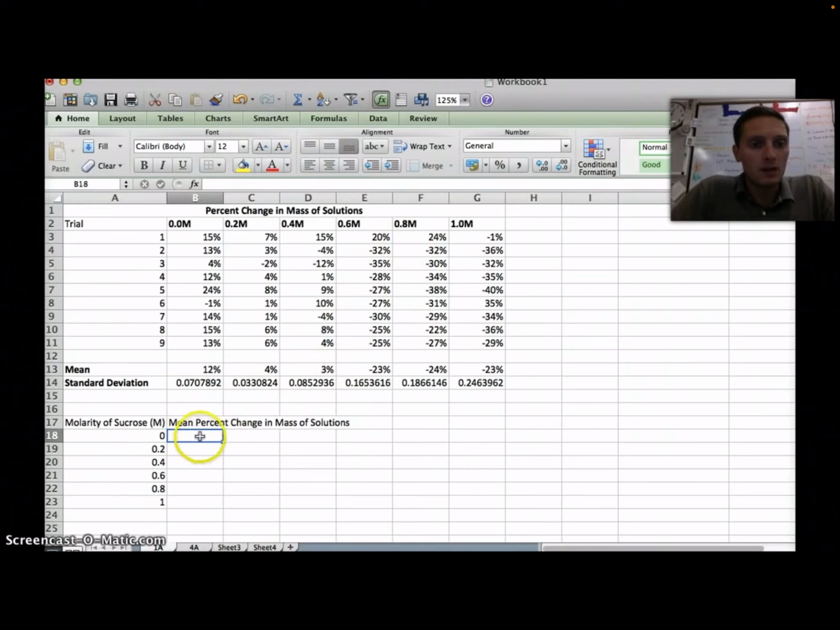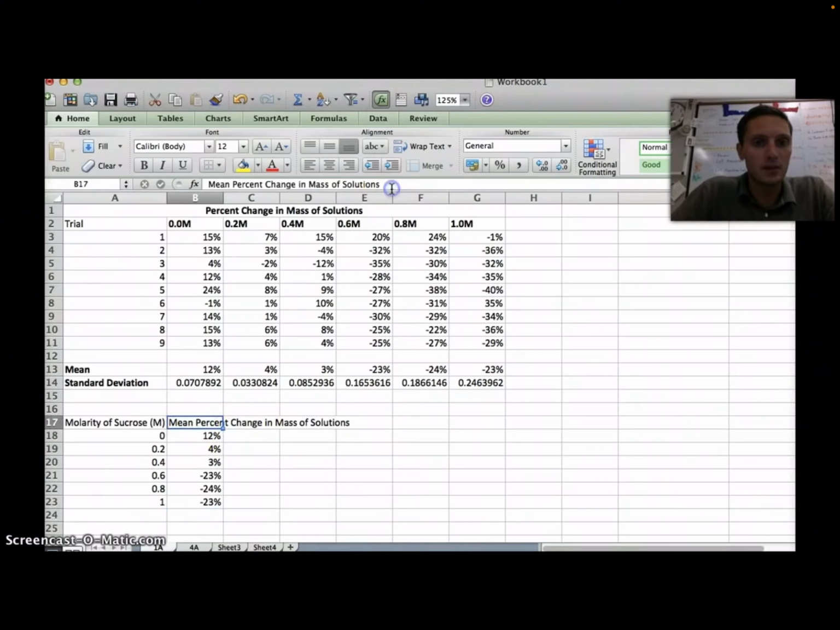And so to get our mean values here, I can actually have Excel do this pretty easily for me. So I'm going to type equals and just click on the box that I want, which would be 12% for zero molarity. Press enter and do the same for the rest of these. Unfortunately, because the mean right here is not in a vertical column, you can't do the drag feature. It won't work for this. So I've got these values here set up. I've got my molarity and my mean percent change in mass of solutions.